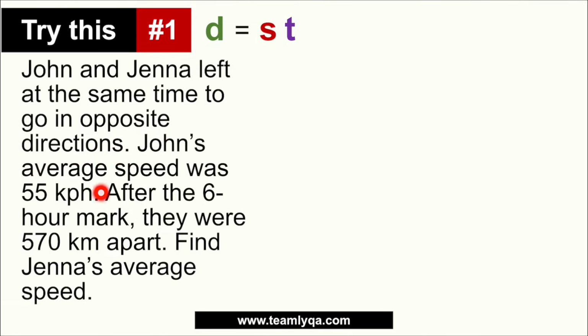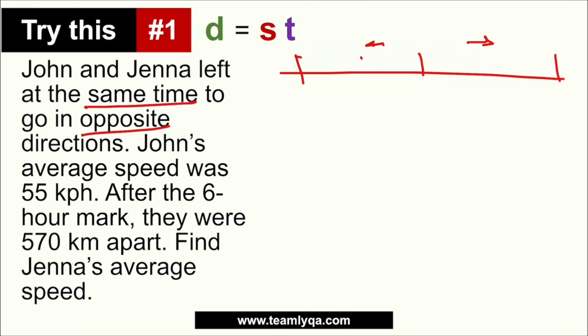John's average speed was 55 kilometers per hour. After the 6-hour mark, they were 570 kilometers apart. Find Jenna's average speed. So again, they left at the same time to go in opposite directions. So ibig sabihin, kung ito yung guhit, dito papunta isa, dito yung isa, pagsasamahin natin yung dalawang distance para makuha yung 570.